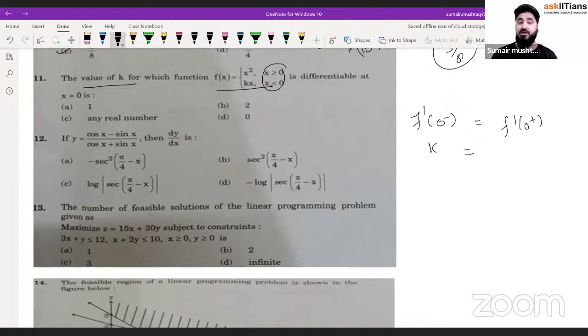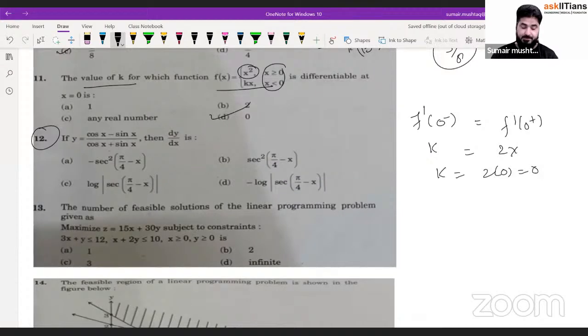What is the derivative for x greater than 0? The function is x square. Its derivative will be 2x, right? Give the value of x as 0, so you will get 2 times 0, that is equal to 0. So k I got as 0. Is that clear, guys? So the option for this question is option number D, right? Okay, this question number 12, this has been shown to you multiple times in the class. In fact, this is the easiest question and the expected one.